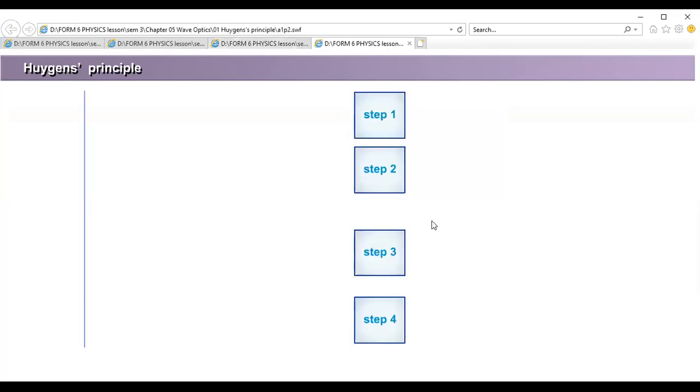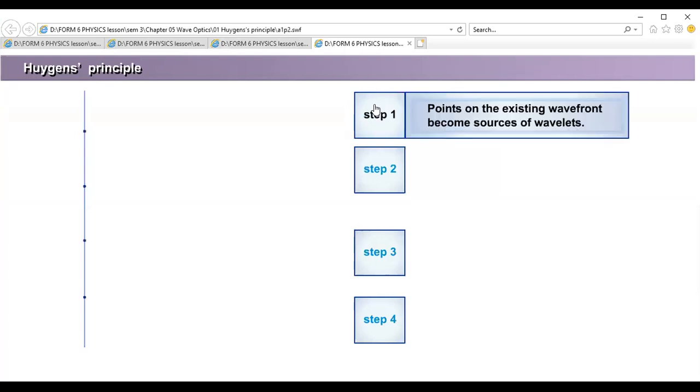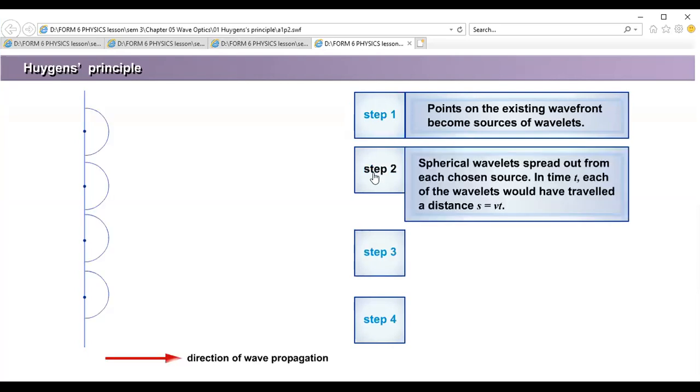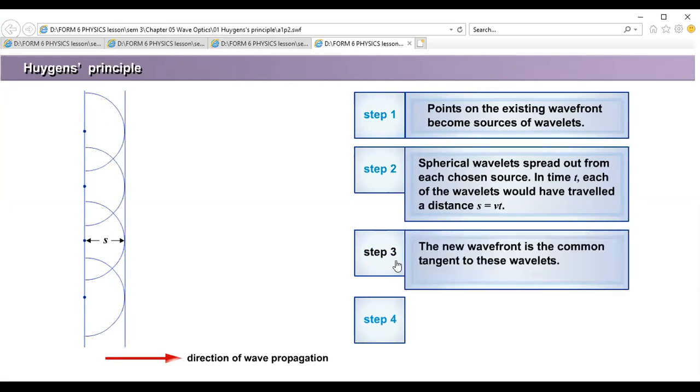Let's look at the Huygens Principle. First, points on the existing wavefront become sources of wavelets. Next, step 2, spherical wavelets spread out from each chosen source. In time t, each wavelet would have traveled a distance s equal to vt, the speed of the wave times the time taken. Next, the new wavefront is the common tangent to these wavelets.